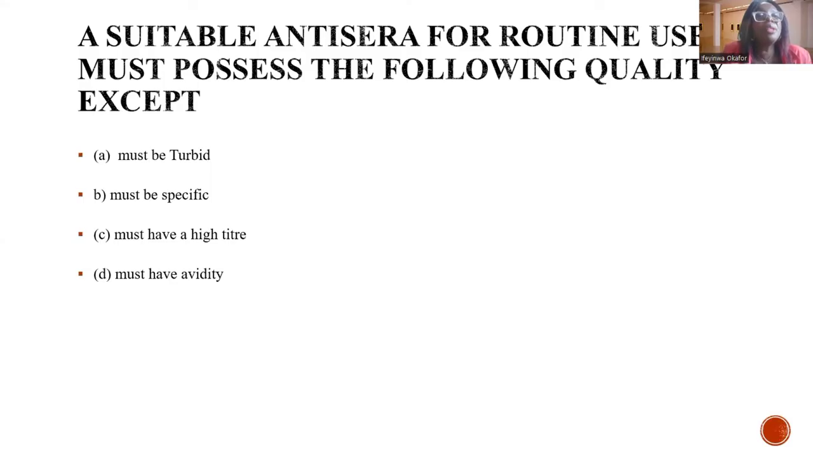A suitable antiserum for routine use must possess the following qualities, except: it must be turbid, must be specific, must have a high titer, must have avidity. Answer is A. A suitable antiserum for routine use must not be turbid. So for this particular question, A is the answer.